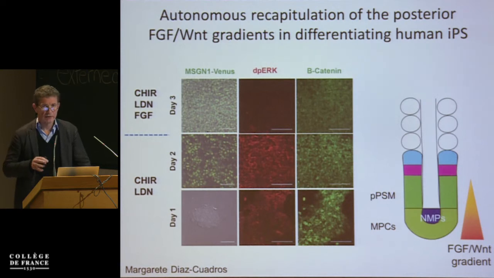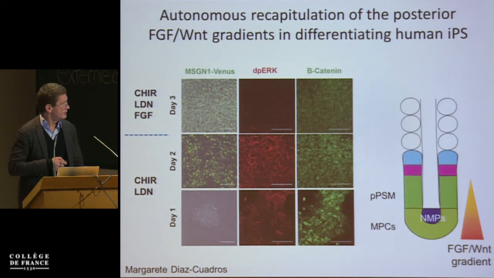Now, what is a bit striking that you might have noticed is if you look at what is added in the medium during these days. So for day 1 and day 2, we had KIR, which is a Wnt activator, and LDN, which is the BMP inhibitor. But there is no FGF added at these stages. Yet there is strong FGF activation that takes place. In fact, FGF signaling is shut down when FGF is added in the medium. And we can show that this signal is specific to FGF because it can be blocked with an inhibitor for the FGF receptor.